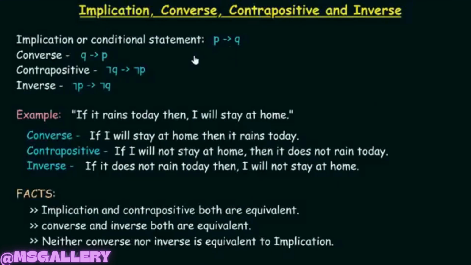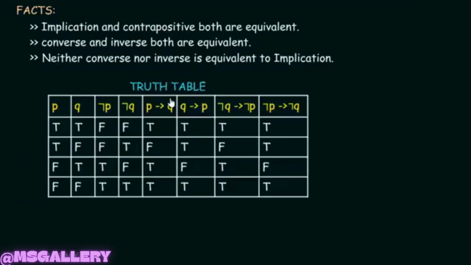Now it is not very difficult to understand that converse and inverse both are equivalent by using the same idea that we adopted for implication and contrapositive. And we also know that P implies Q can never be equal to Q implies P. Therefore, it is not possible that converse is equivalent to implication. And similarly, we can say that inverse is not equivalent to implication. Okay? Now let's verify all these facts with the help of truth table.